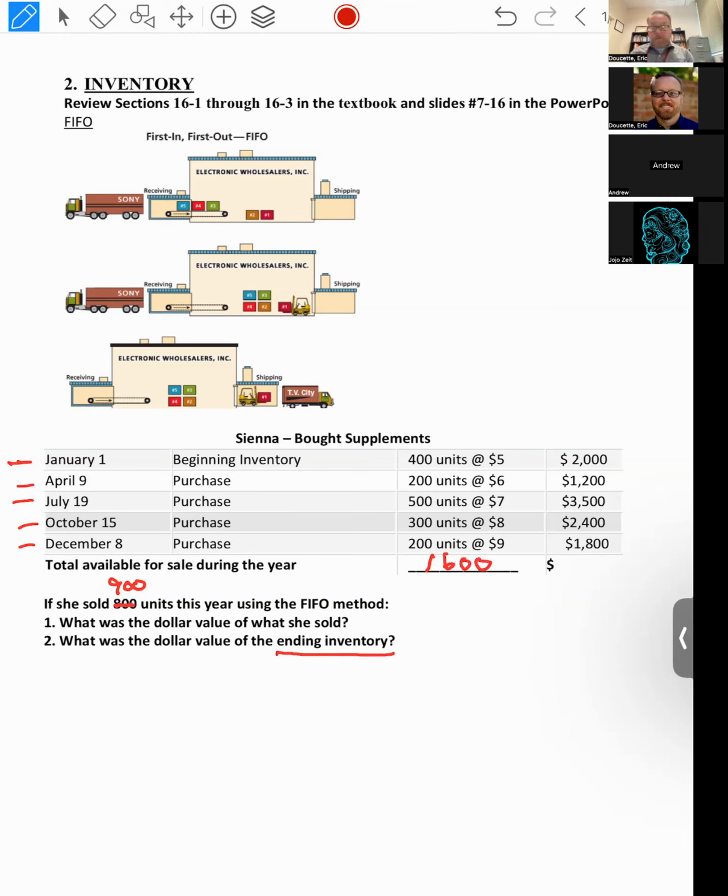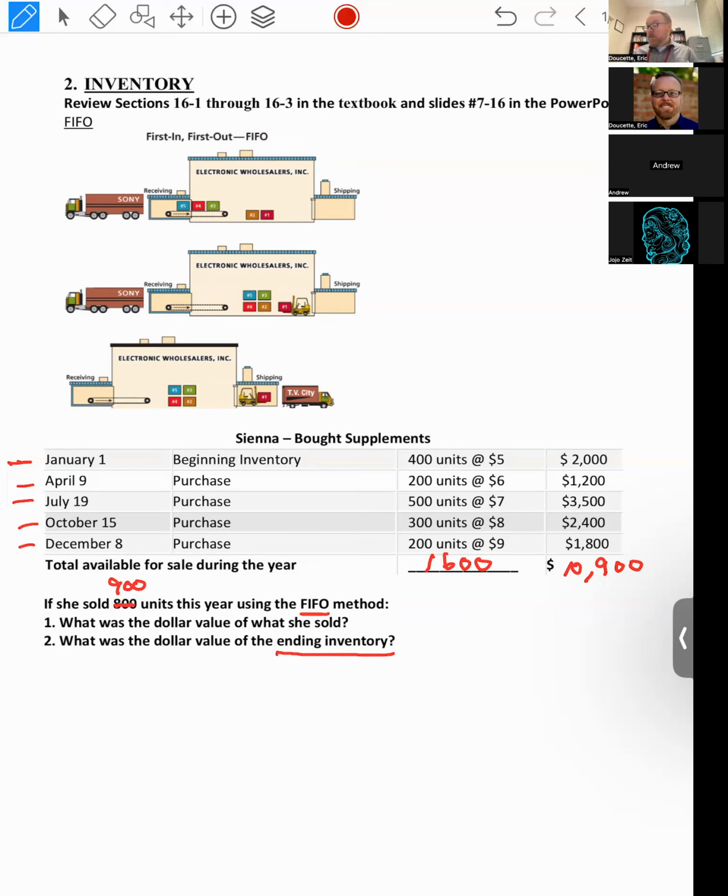At a total dollar value, if I add all that up, of 10,900. So I found out, you should do that in every problem, by the way. Find out what is the total available for sale and what is the total dollar value. And then it says she sold 900 using FIFO. So that means the first ones in were the first ones she sold.